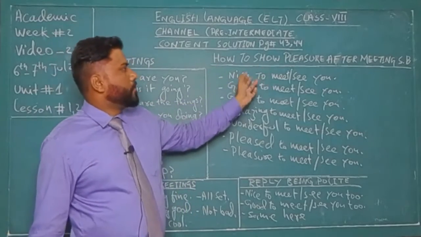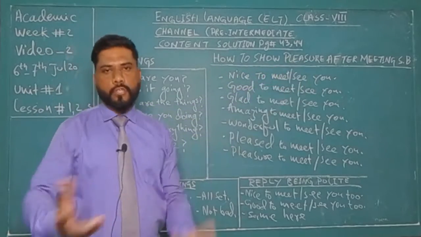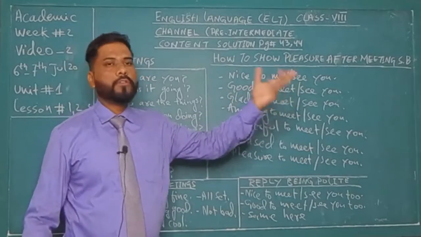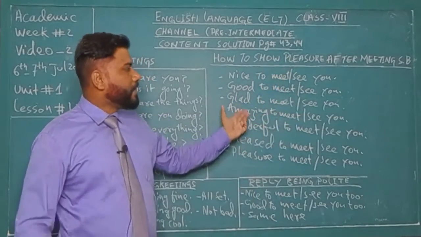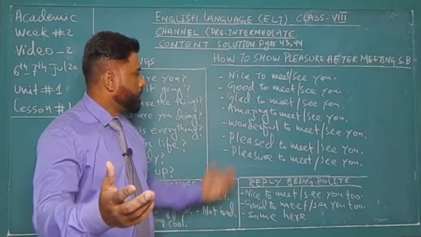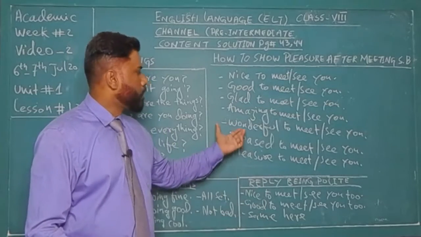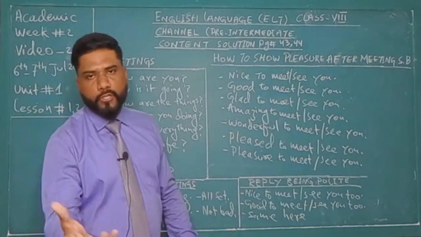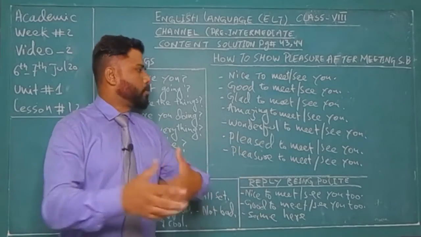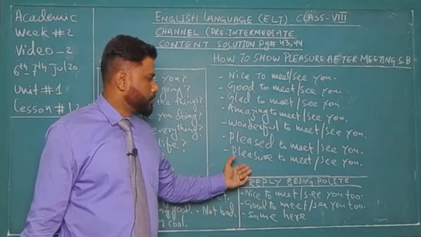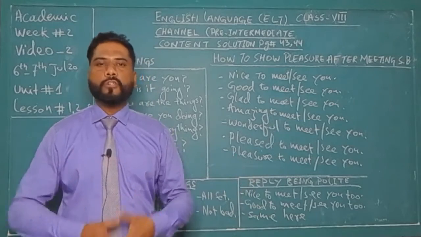So you can say, nice to meet you or nice to see you. Good to meet you, good to see you. Glad to meet you, glad to see you. Amazing to meet you, amazing to see you. Wonderful to meet you, wonderful to see you. Pleased to meet you, pleased to see you. Pleasure to meet you, pleasure to see you.